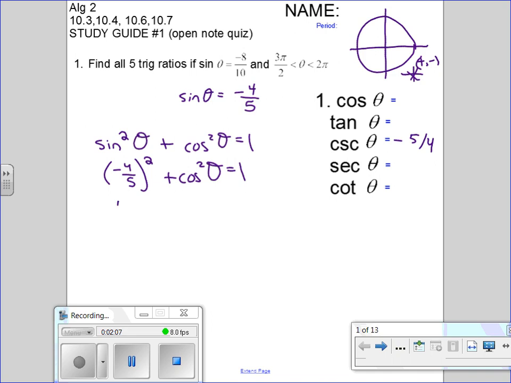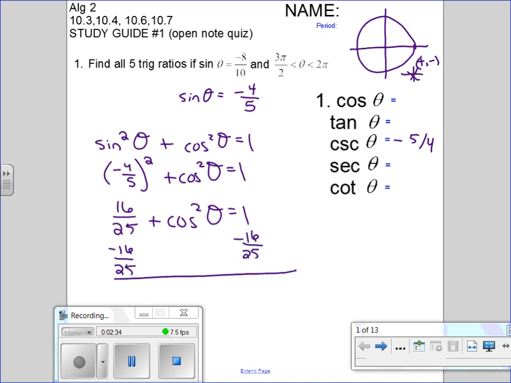Negative 4 squared is a positive 16. 5 squared is 25. Then, do you remember what happens next? We've done a few of these in the last week. You should know by now. Subtract it over. Very good. I have to find my calculator. Here it is. So it's 1 minus 16 over 25. Then you can hit math enter to convert that answer to a fraction. It should be 9 over 25, but go ahead and check that.